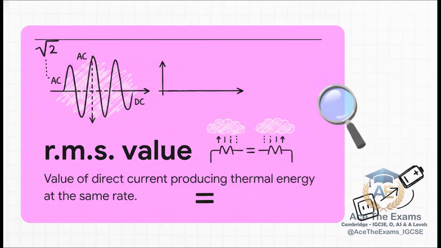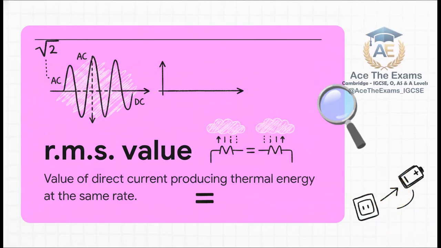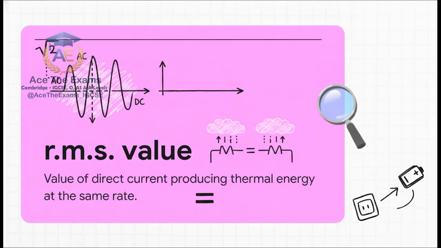Listen closely, because this definition is an absolute goldmine for marks. The RMS value of an alternating current is defined as the value of steady, direct current that would produce thermal energy at the exact same rate in a resistor. Produce thermal energy at the exact same rate, that is the phrase that gets the mark.